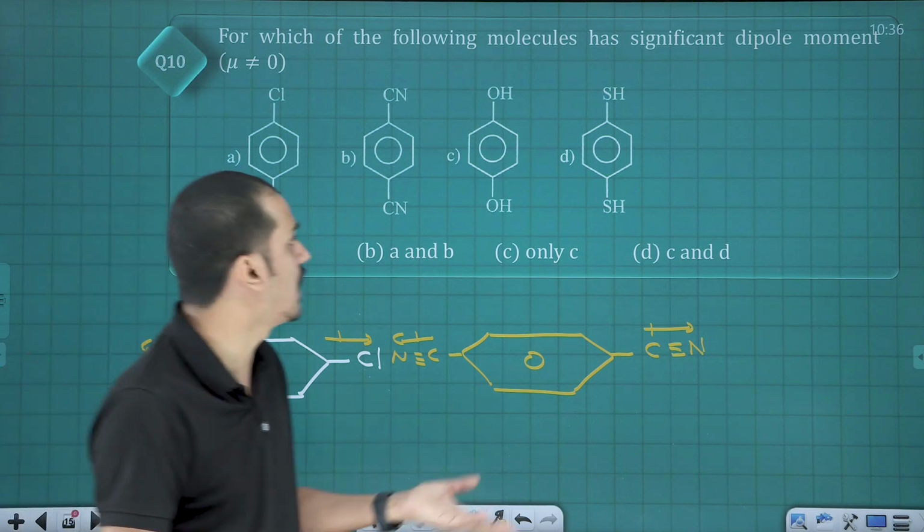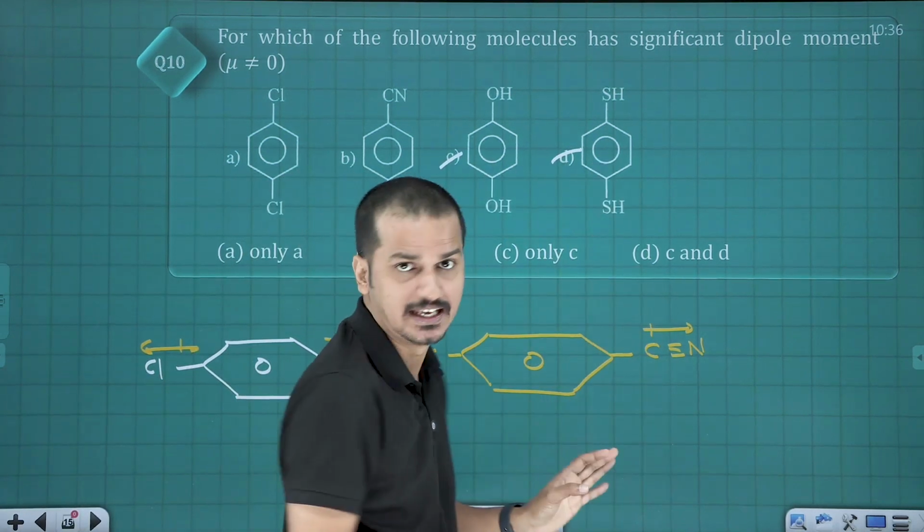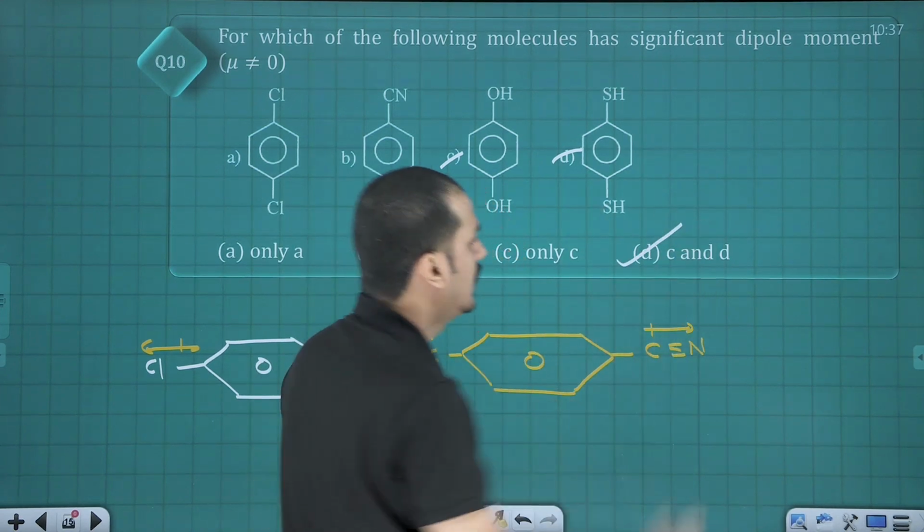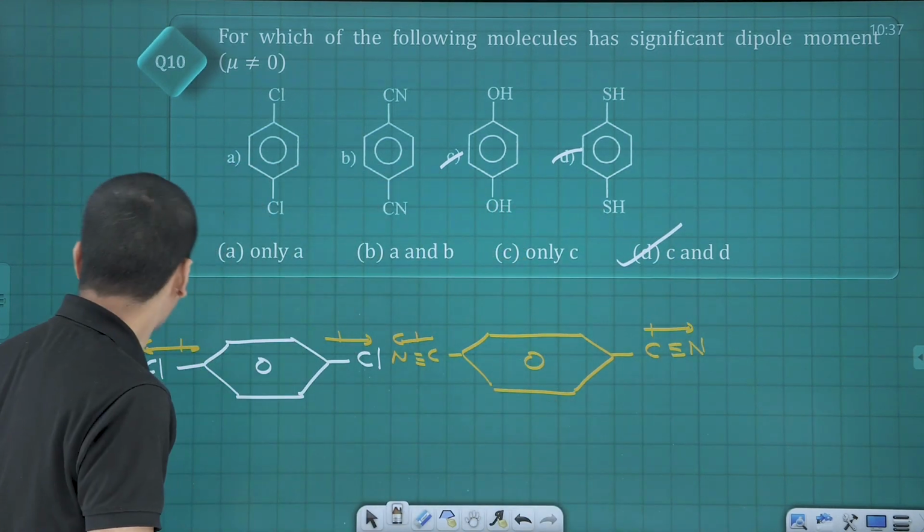So like that, they can also ask the question. Both C as well as D have dipole moment. So option D will come. Ready? Yes. We can go to the next question.